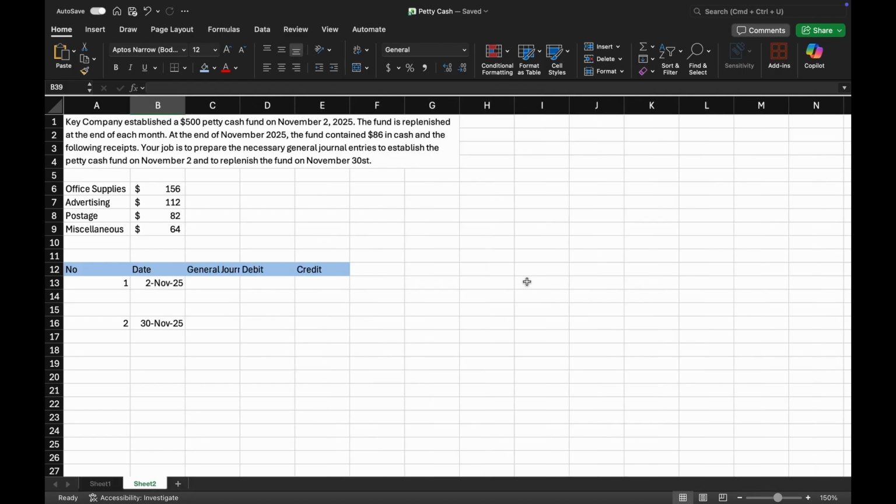For this problem, let's assume that Key Company established a $500 petty cash fund on November 2nd, 2025. The fund is replenished at the end of each month. At the end of November 2025, the fund contained $86 in cash and the following receipts: office supplies, $156, advertising, $112, postage, $82, and miscellaneous, $64. Your job is again to prepare the necessary journal entries to establish the petty cash fund on November 2nd and to replenish the fund on November 30th.